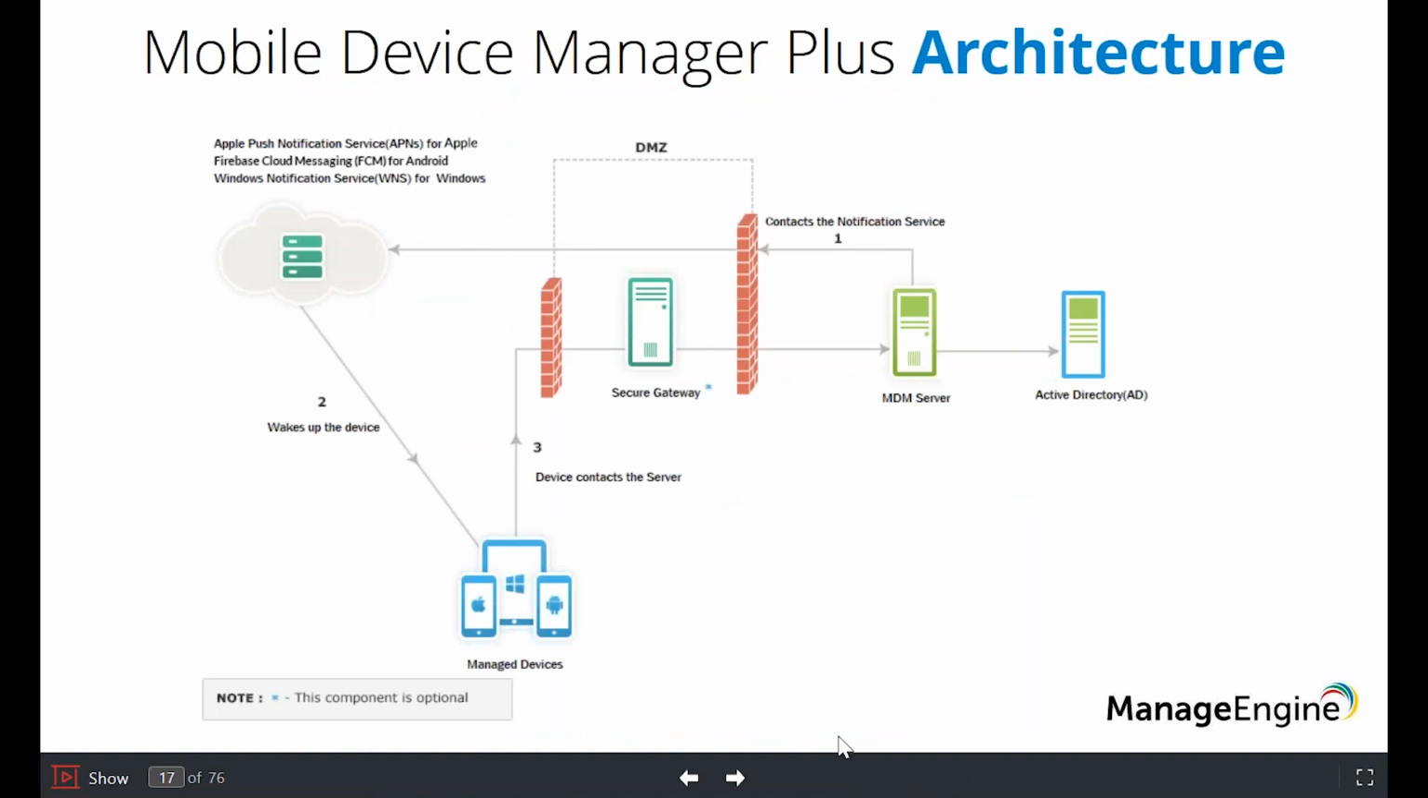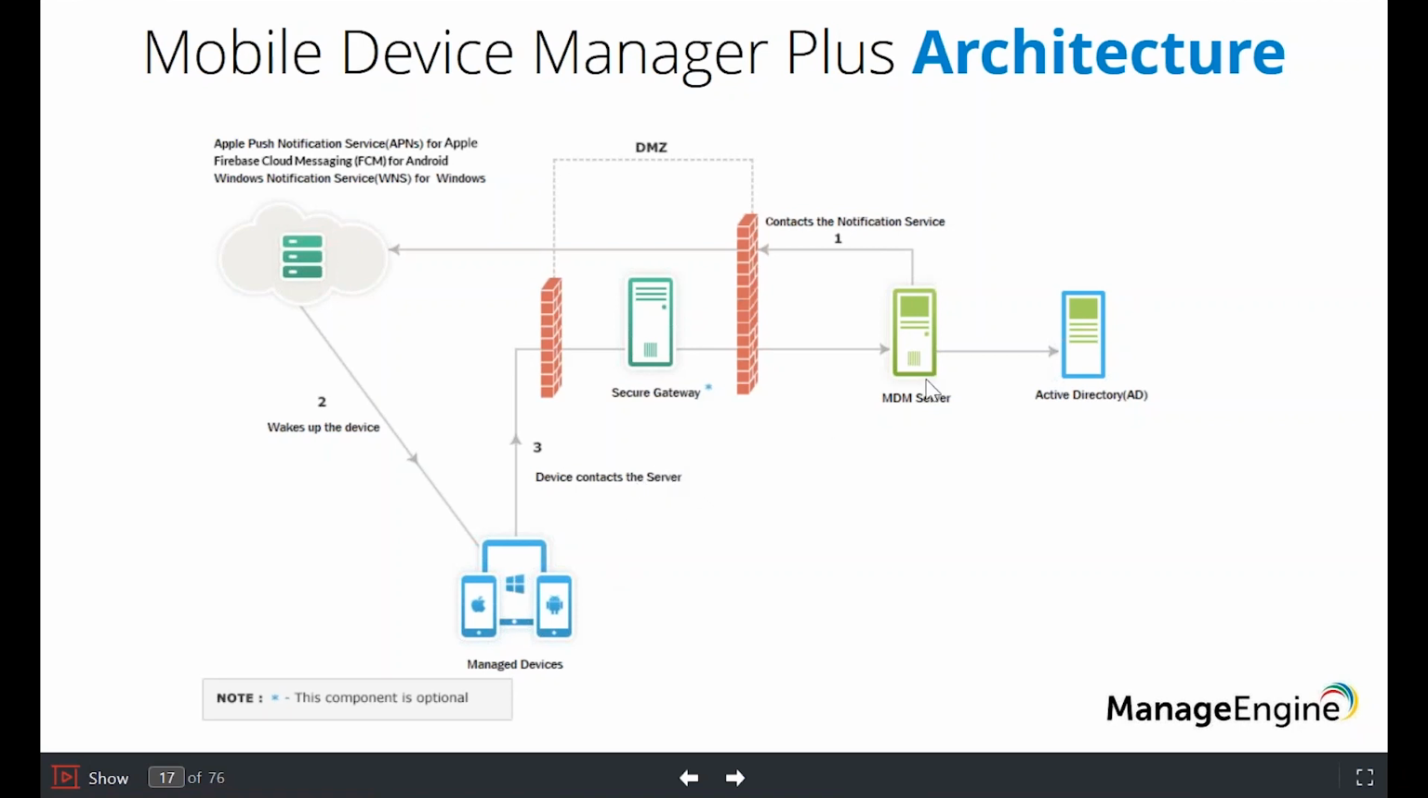Let us take a look at the architecture of MDM, which comprises 3 major components: MDM server, notification services provided by OEM vendors, and the devices to be managed. MDM makes use of the notification services such as APNS, FCM, and WNS to wake the corresponding device, and the device in turn reaches MDM server to receive the commands to be executed.